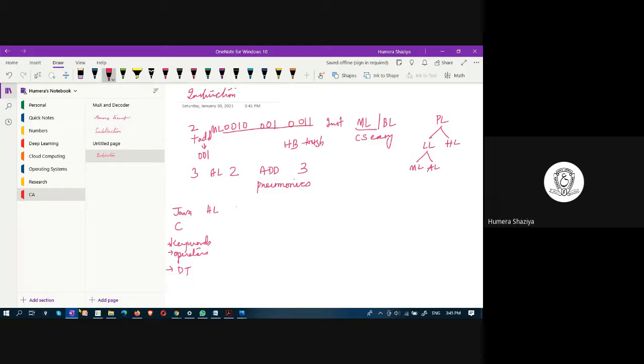Why are you learning these languages? In order to efficiently write programs for the computer system. Otherwise, you have to use this one or that one. But you don't want to use these two. Here, you just have to say 2 plus 3, which is easier. This high level language representation is easier.